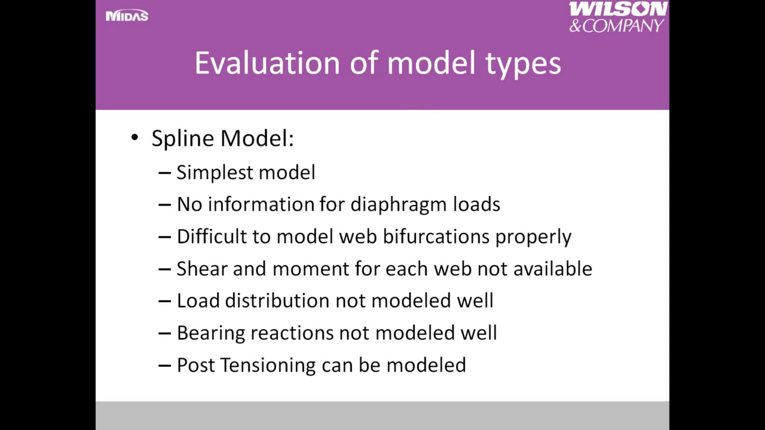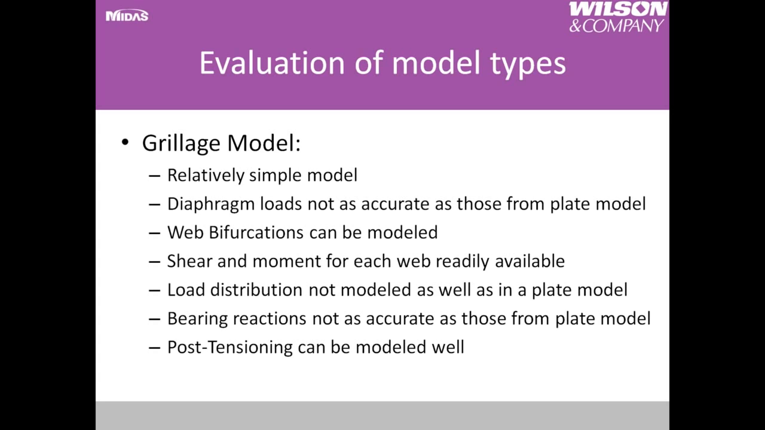So here's a little evaluation of the various model types that were considered. Spline model wasn't considered real closely. This is the simplest model. It gives no information for the diaphragm loads. It's difficult to model the web bifurcations well. The shear and moment for each web are not available. It just gives you the one value for each location along the length of the bridge. The load distribution is not modeled well. Bearing reactions are not modeled well. And as a plus, post-tensioning can be modeled in there.